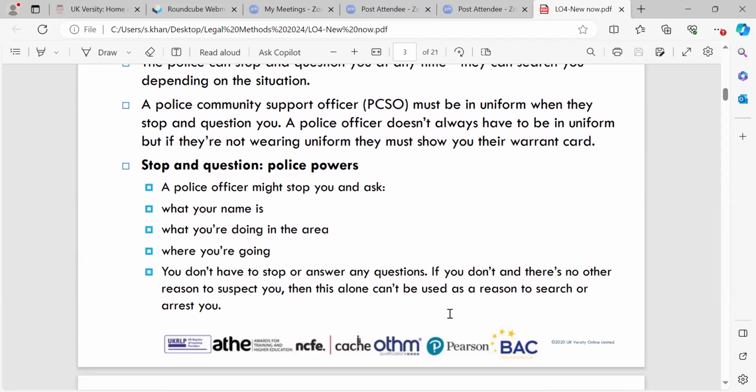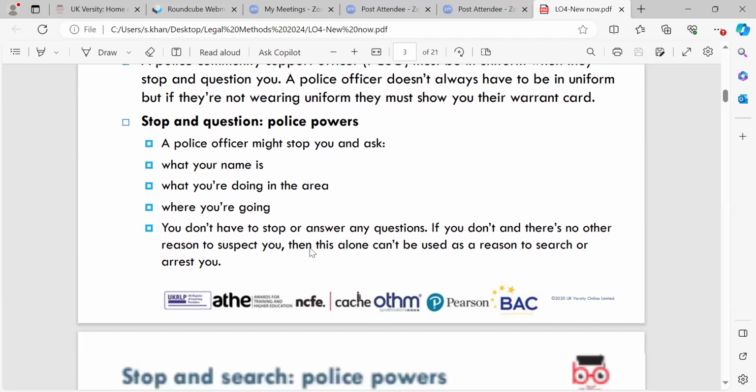Stop and question police powers. A police officer might stop you and ask you your name, what you're doing in that area, and also where you're going, because if you're looking suspicious, then they will take that on board and consider whether they need to arrest this person. You don't have to stop or answer any questions. If you don't, and there's no other reason to suspect you, then this alone can't be used as a reason to search you.